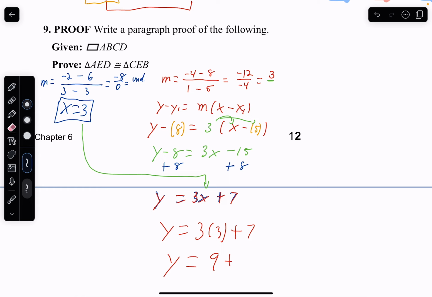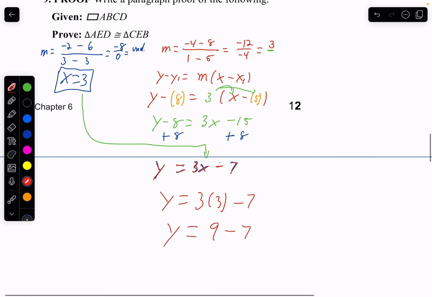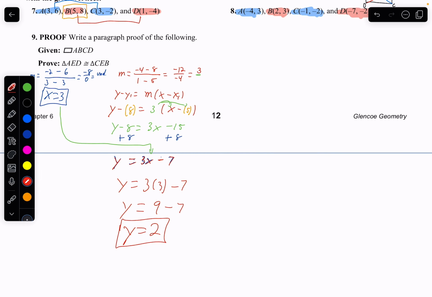Sorry, this is supposed to be minus 7. It needs to be minus 7 over here because you see I have a positive 15 and a negative 15 and a positive 8. So it's minus 7. And now I say y equals 2. So where do these two diagonals intersect? At x equals 3 and y equals 2.